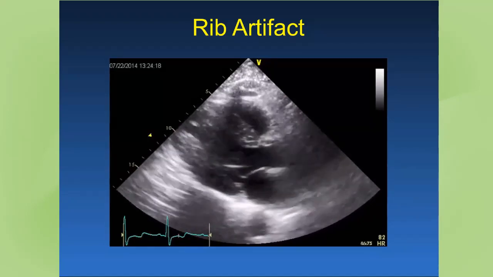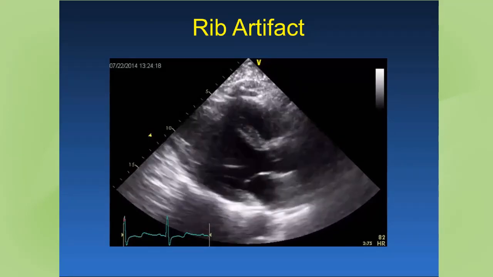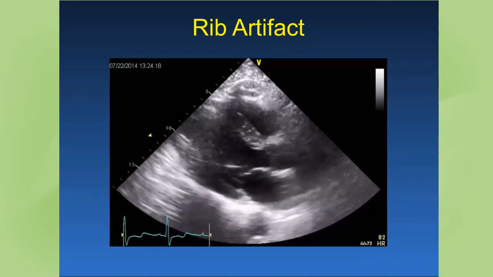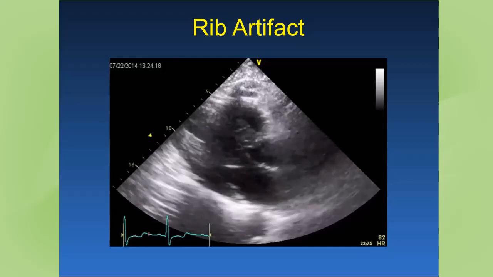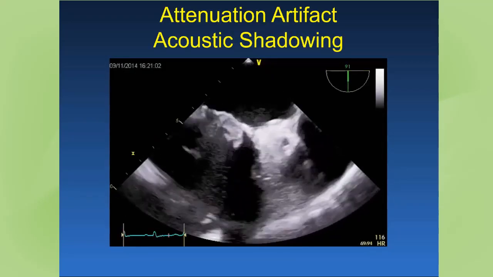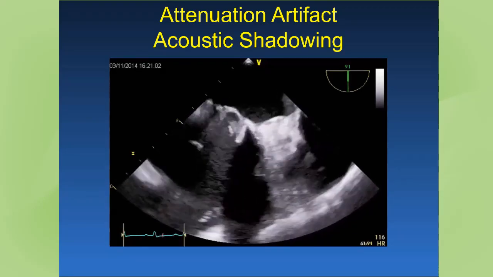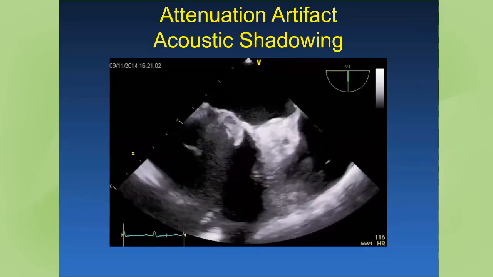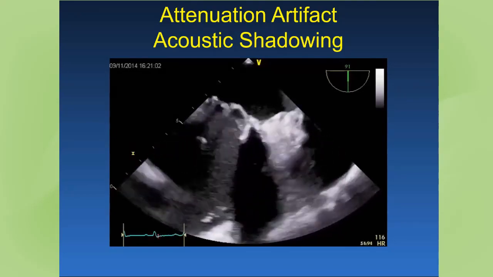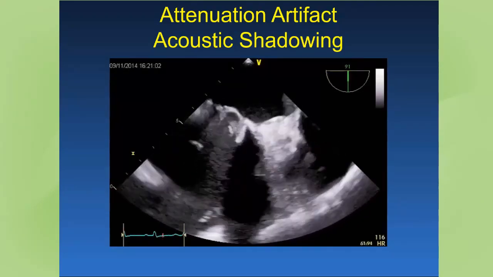Remember, the propagation velocity is very, very fast through bone. However, the attenuation coefficient is also very high. So you do get this attenuation artifact. But through something like a metal strut of a bioprosthetic mitral valve, you get almost a complete acoustic shadowing attenuation artifact with almost complete signal loss behind the structure. And you can't see the structures behind.